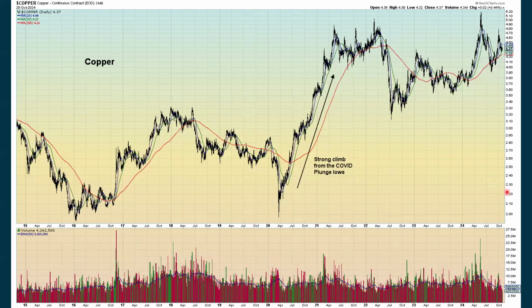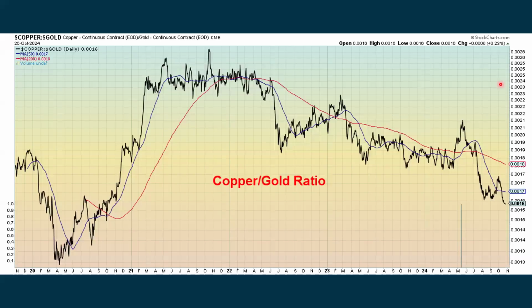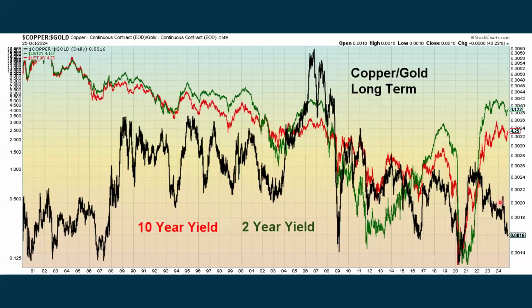Copper, which is a general barometer of the economy, is still in an uptrend. So economically, we're looking okay. We look at a copper to gold ratio, showing how copper's been underperforming gold. Even though gold is in an uptrend and copper's in an uptrend, gold has been going up stronger. And this is a longer term chart of that same ratio. And I also plot the 2-year yield and the 10-year yield on here.